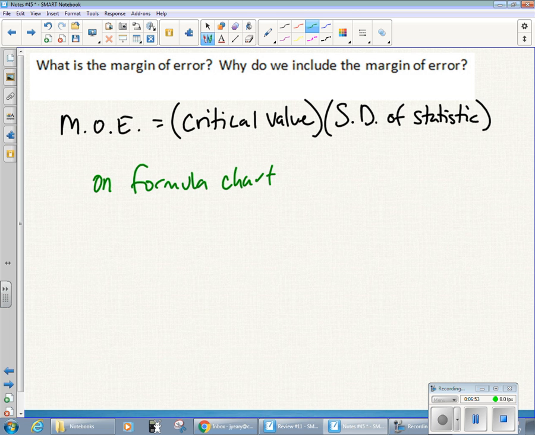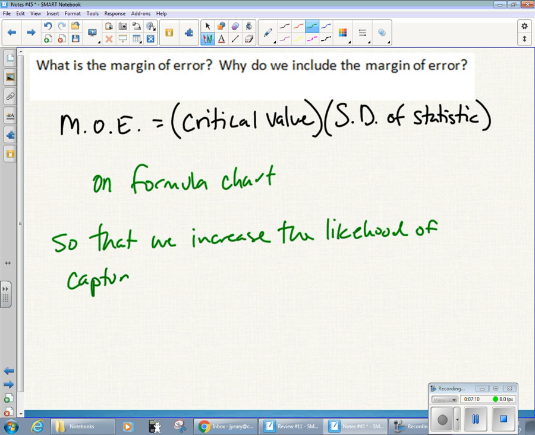So why do we include margin of error? We include it so that we increase the likelihood of capturing the true population parameter. Again, these are Uriisms, as I call them. I like to call your margin of error your wiggle room.